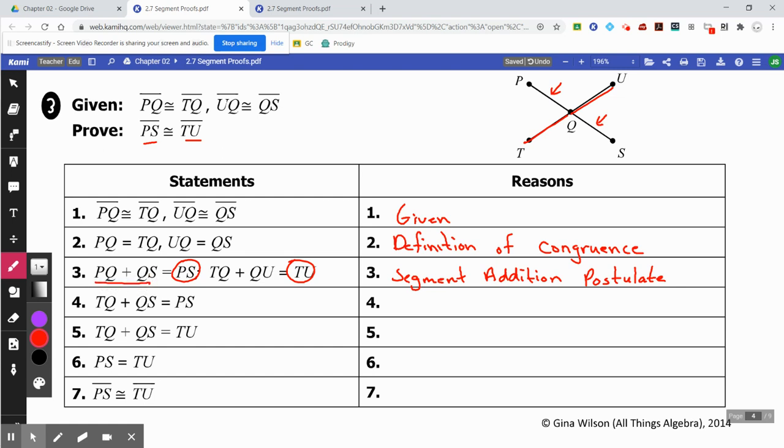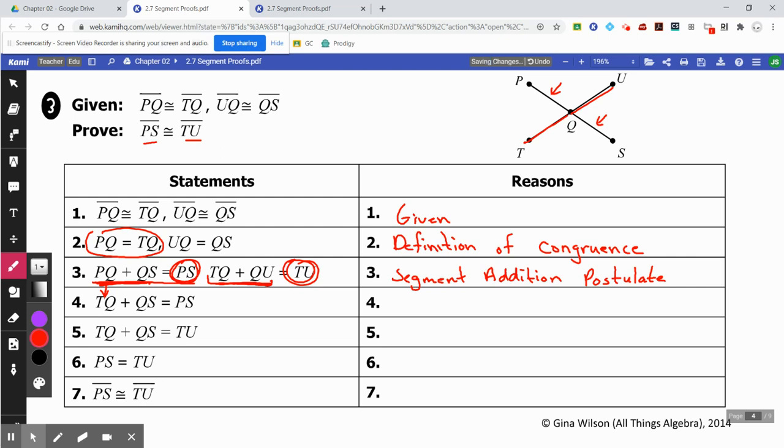Since this is PS and this is TU, if we could somehow make these the same, then obviously PS and TU are the same, and that's what they're trying to do here. They took this first statement and said, okay, PQ plus QS is PS. Well, since we know that PQ and TQ are the same, I could replace PQ with TQ.